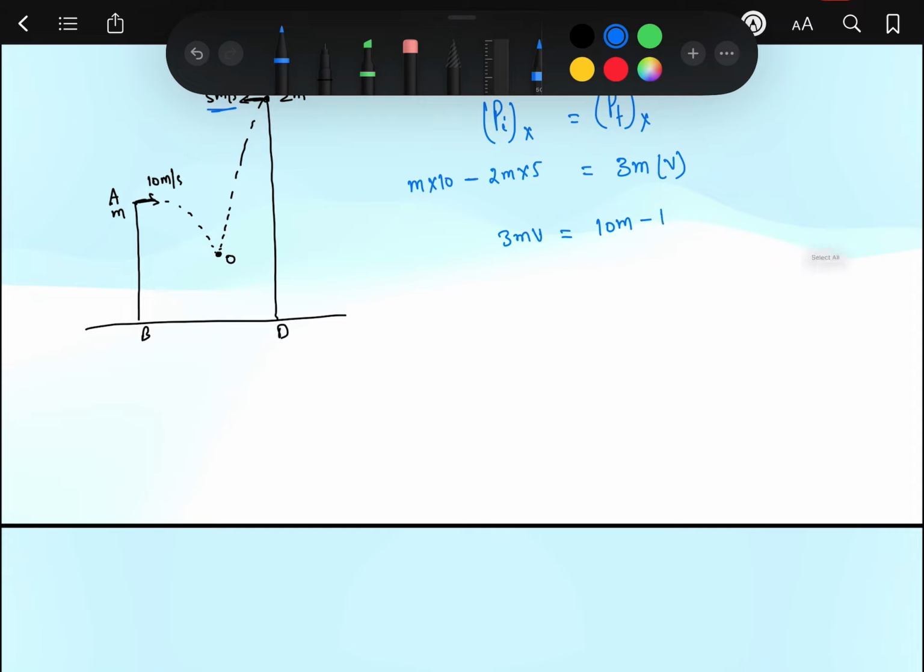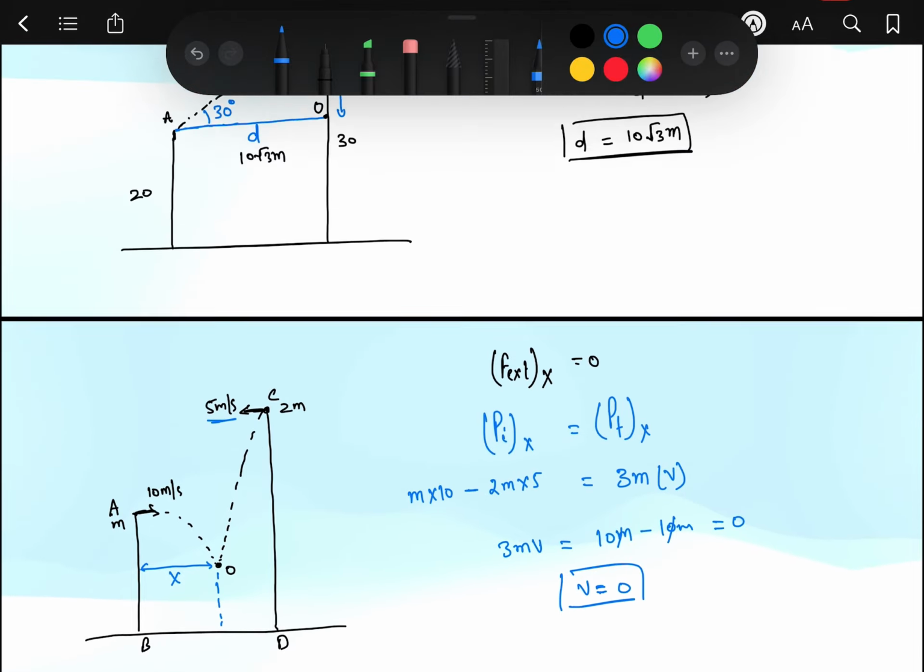10m minus 10m, that will be 0. So the velocity of these two particles after colliding in the x direction will be 0. So after that they will just fall down here. What we have to find? We have to find this x component only when they will be colliding. How will we be finding this x component?